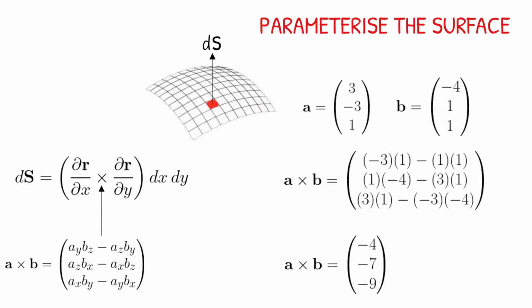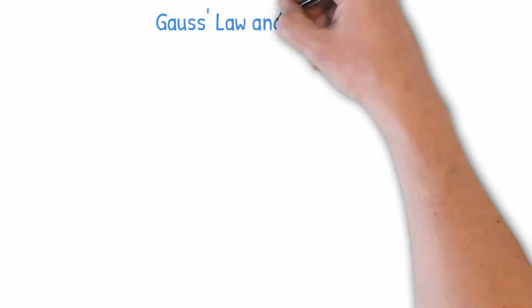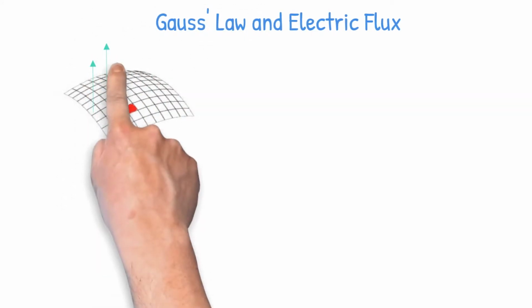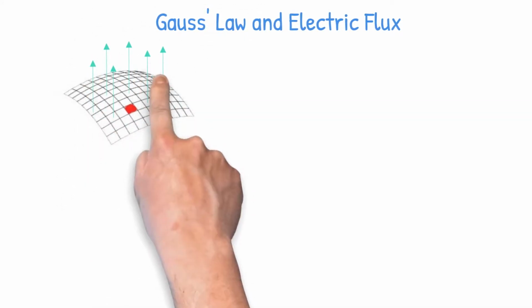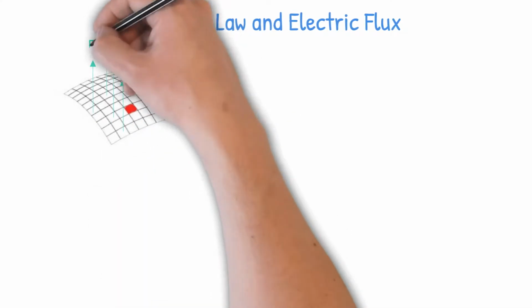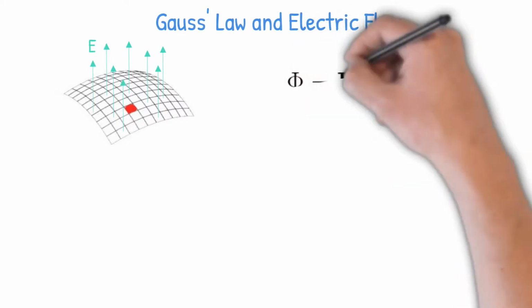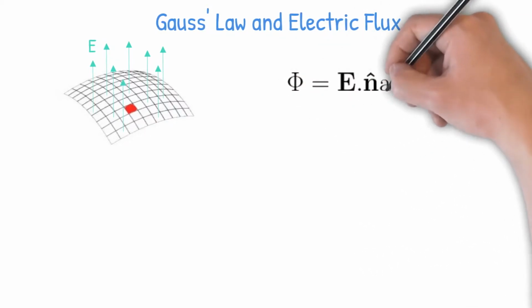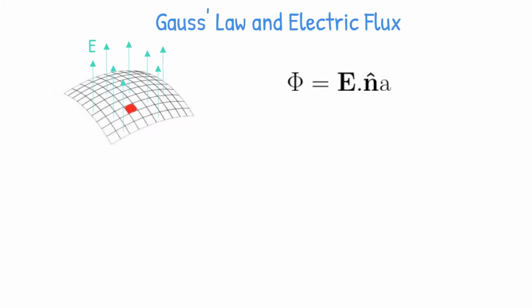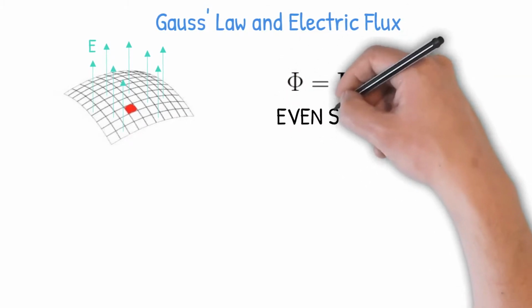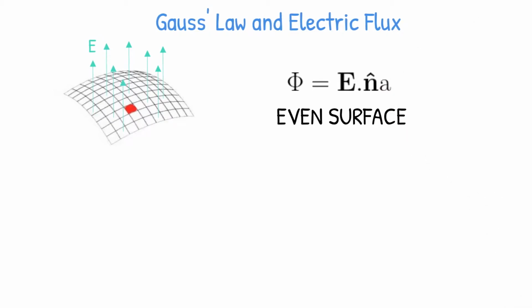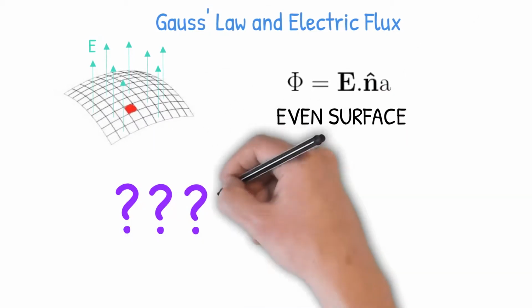One of the key uses of surface integrals is to calculate electric flux through a surface using Gauss's law. Electric flux, denoted by phi, is the total number of electric field lines penetrating a surface. So for an even surface, Gauss's law is quite simply phi equals E into n hat into A, where E is the electric field enclosed by the surface, A the total area, and n hat the perpendicular element of the surface. But what about for an uneven surface?